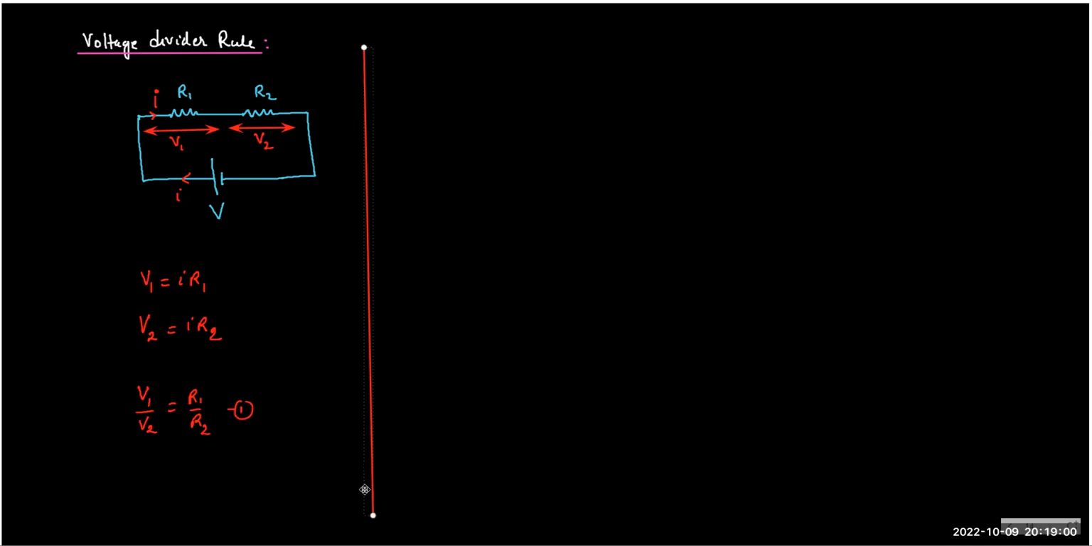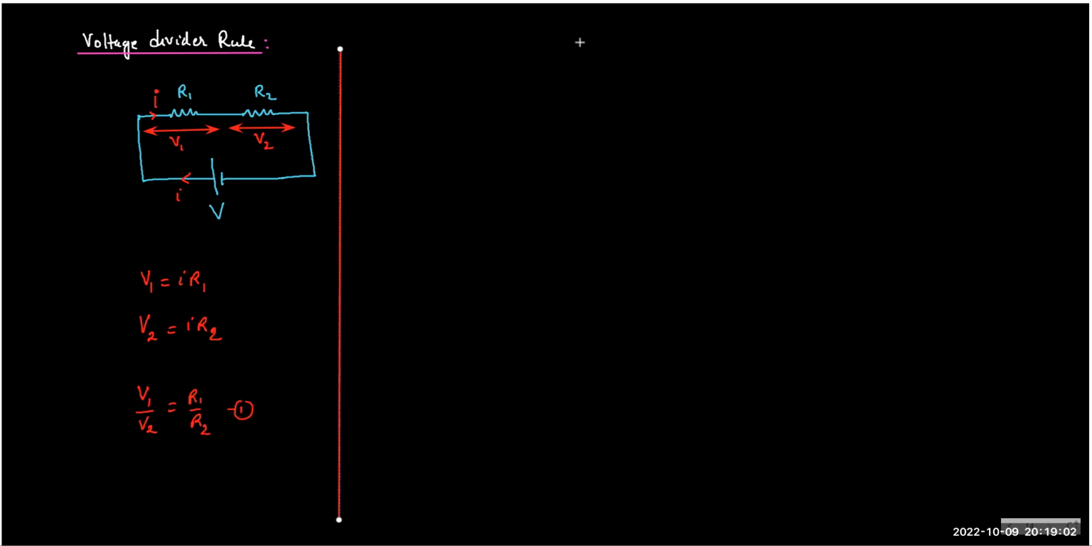What else we know? The sum of voltages is equal to V. So if you know the ratio and you know the sum, can you find each value? V1 will be directly V times R1 over R1 plus R2. So it is directly proportional.